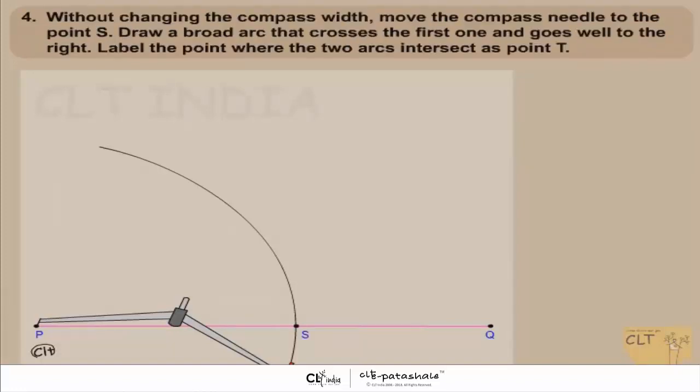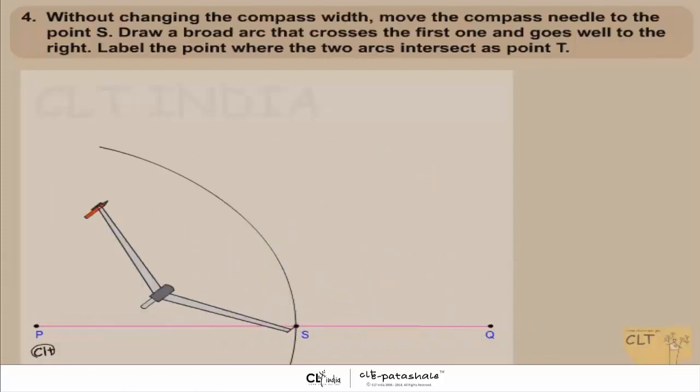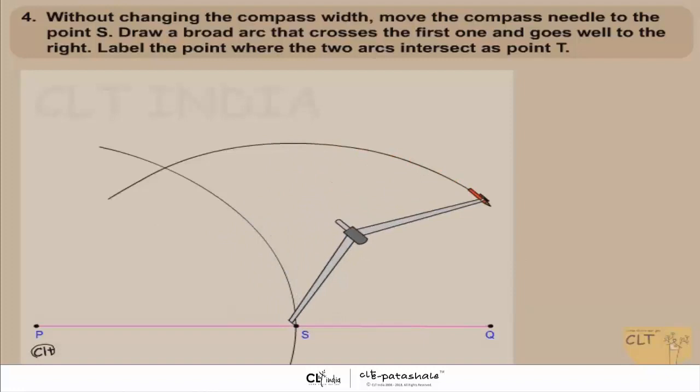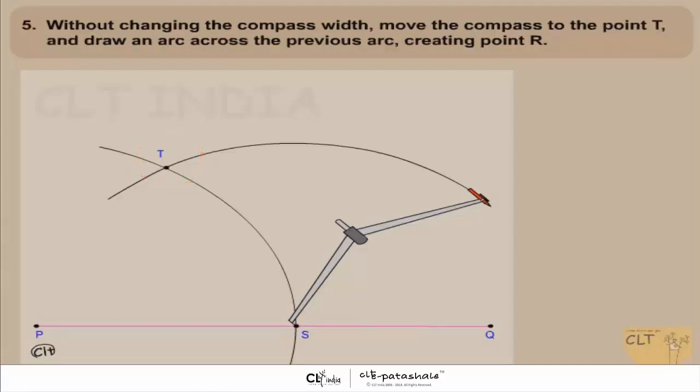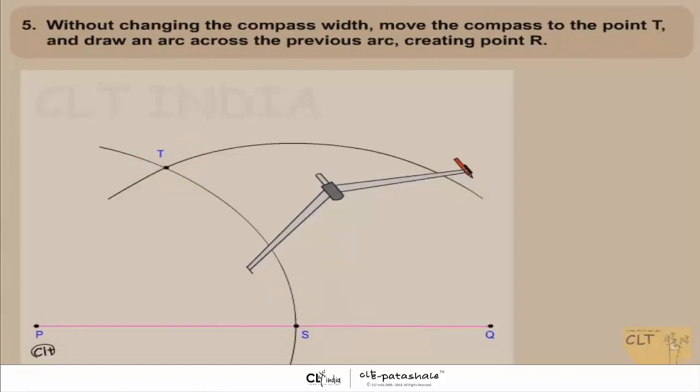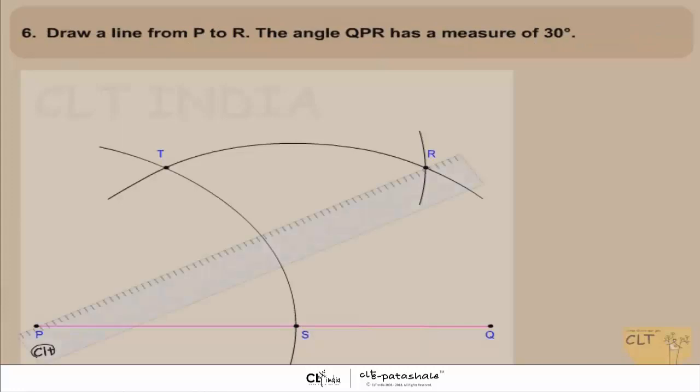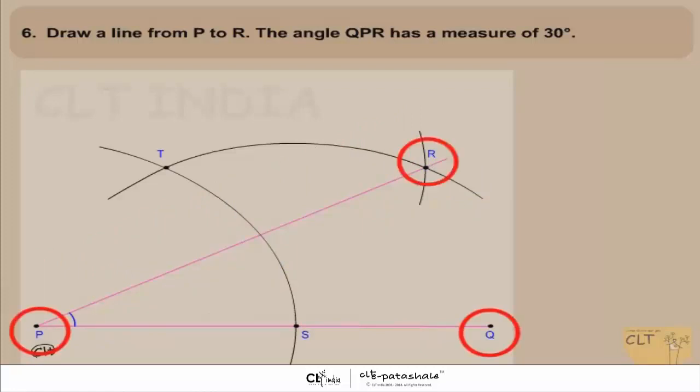Without changing the compass width, move the compass needle to the point S. Draw a broad arc that crosses the first one and goes well to the right. Label the point where the two arcs intersect as point T. Without changing the compass width, move the compass to the point T and draw an arc across the previous arc, creating point R. Draw a line from P to R. The angle QPR has a measure of 30 degrees.